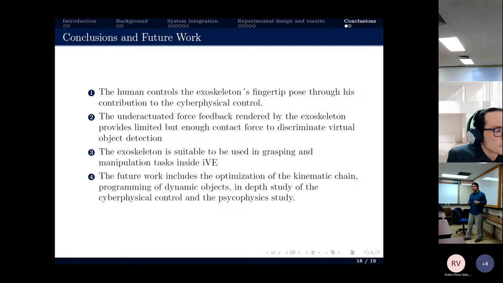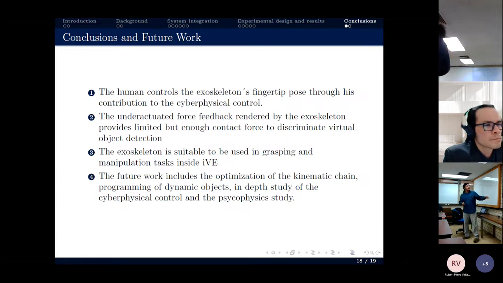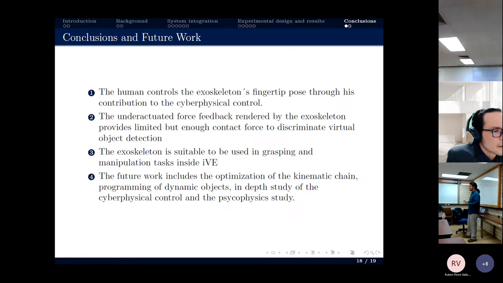Now, let's talk about the conclusions. We can say that the human controls the exoskeleton's fingertip pose by exerting this human torque on the exoskeleton. The second is that the underactuated force feedback provided by the exoskeleton is small, but is enough to discriminate contacts inside the virtual environment. So it can allow the user to know when he is grasping something. The exoskeleton is suitable to be used for grasping and manipulation tasks, as shown in experiments 2 and 3.